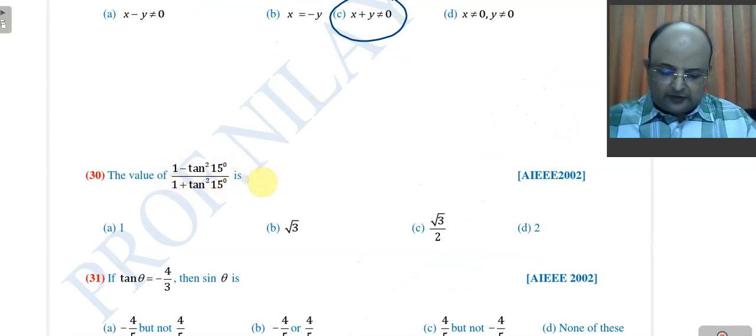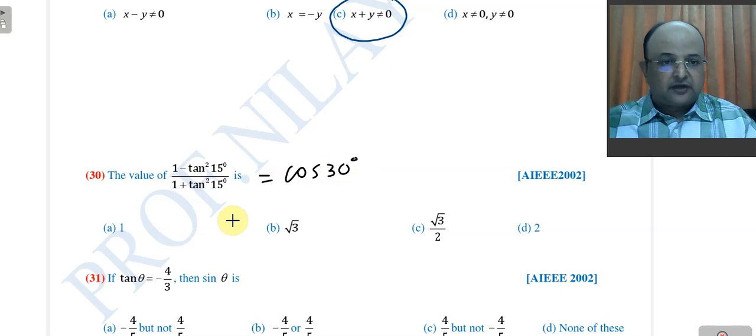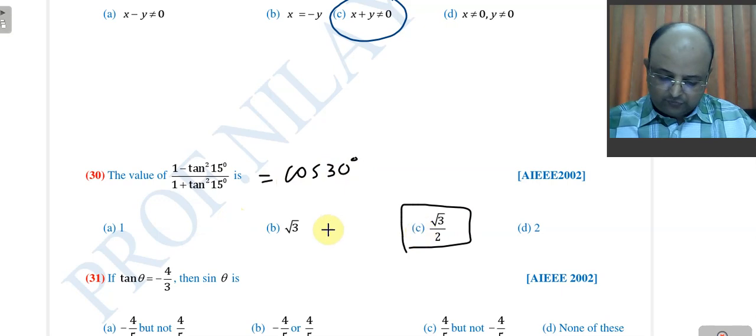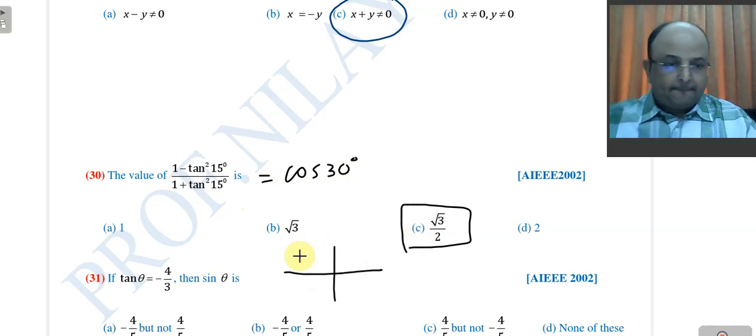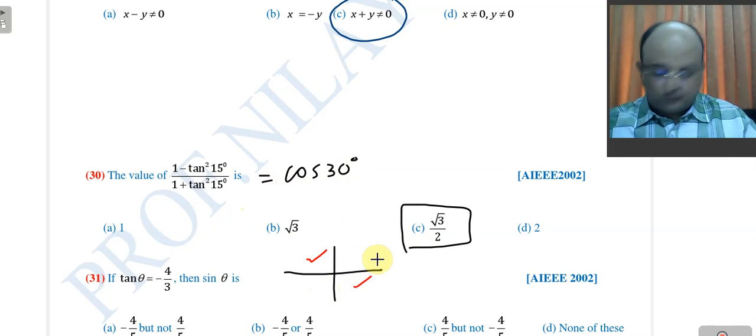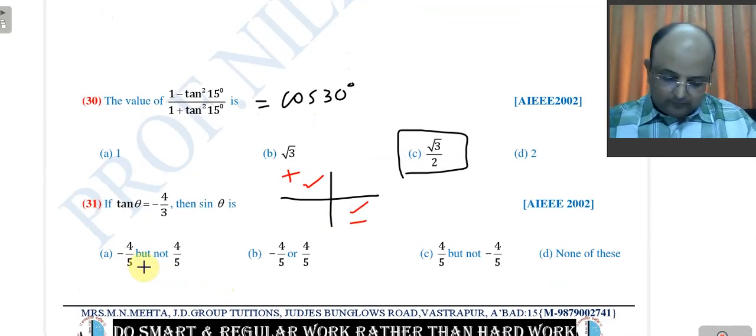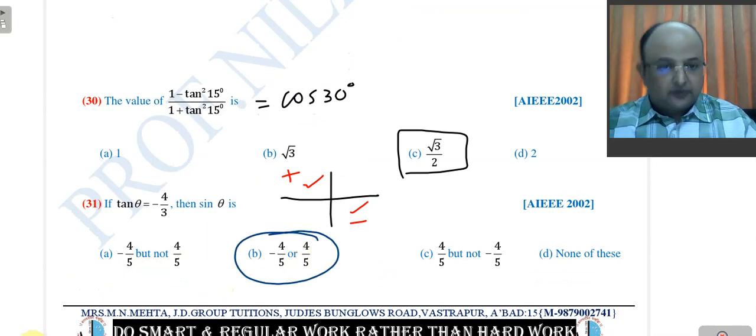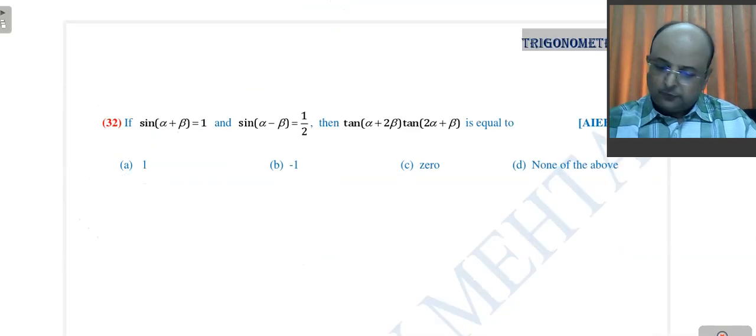1 minus tan square theta upon 1 plus tan square theta is cos double. Remember, 1 minus tan square alpha upon 1 plus tan square alpha is cos double, and cos 30 degree is root 3 by 2. Tan theta is minus 4 by 3. That means we are in the second quadrant or in the fourth quadrant. In the second quadrant sin theta is positive, in the fourth quadrant sin theta is negative. So sin theta may be minus 4 by 5 or 4 by 5. So let's see the options. Yes, this is the correct option, 4 by 5 or minus 4 by 5.